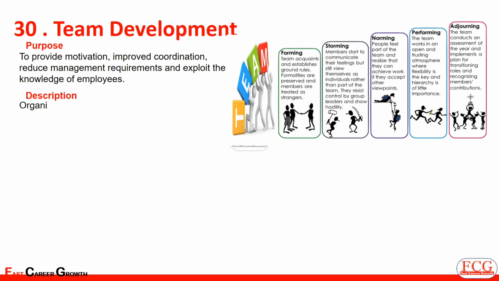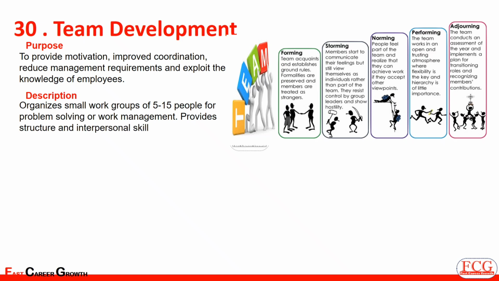Tuckman's model explains that as the team develops maturity and ability, relationships establish, and leadership style changes to more collaborative or shared leadership. Organizes small work groups of 5 to 15 people for problem solving or work management. Provides structure and interpersonal skills required for decision making.